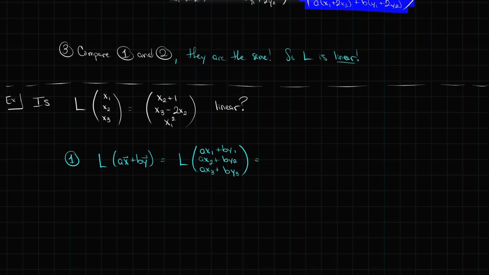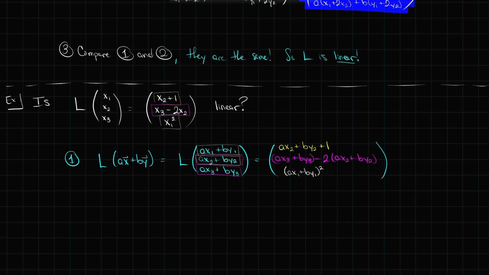Now we ask ourselves the question, what does this evaluate to? Well, I'm looking at my first output, which is x2 plus 1. I'm going to grab the second entry, and I'm going to add 1 to it. It's going to be ax2 plus by2 plus 1. I'm going to grab the third entry, minus 2 times the second entry: ax3 plus by3 minus 2 times the second entry, which is ax2 plus by2. And finally, in the third component, x1 squared, I'm going to grab the first entry and square it. First entry is ax1 plus by1, and I'm going to square it.